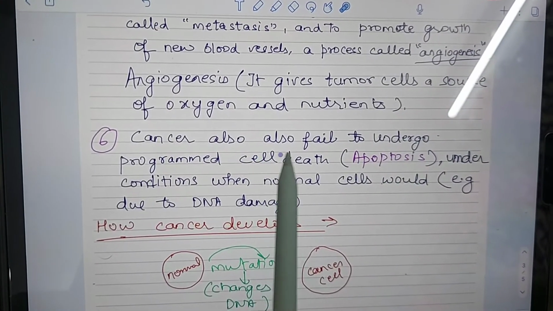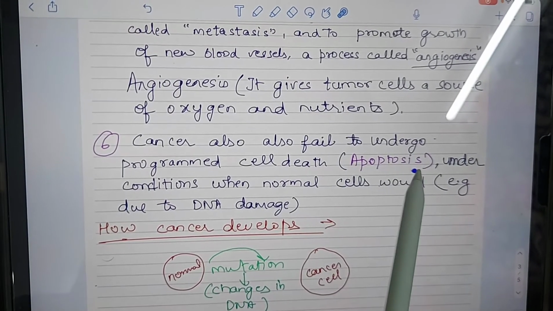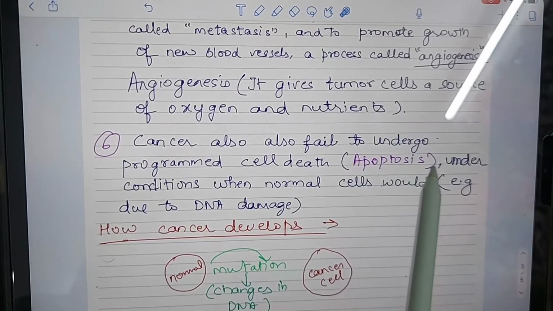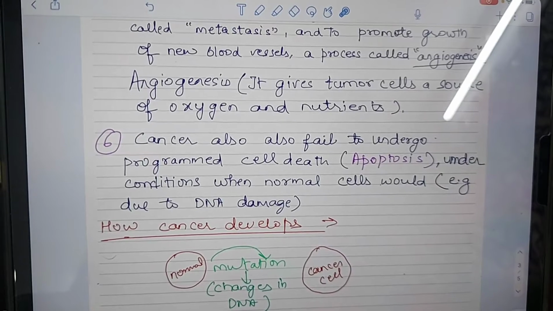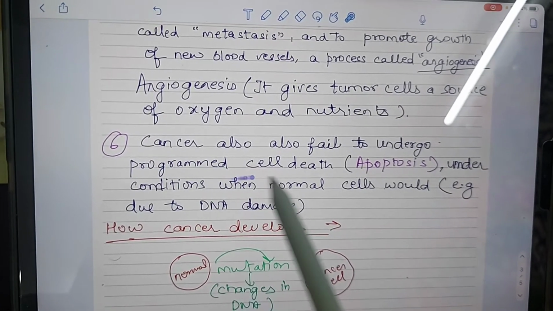Cancer cells also fail to undergo programmed cell death. Now what is programmed cell death? Programmed cell death is apoptosis. Apoptosis basically is a process which normal cells follow. Whenever normal cells die, they die in a programmed way.